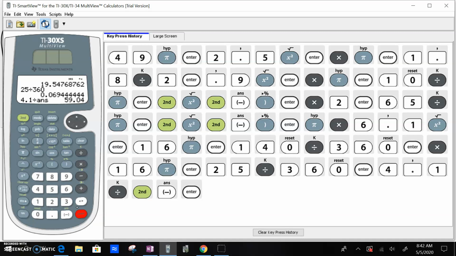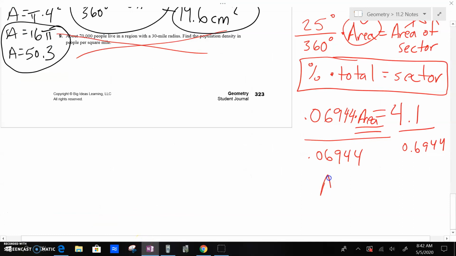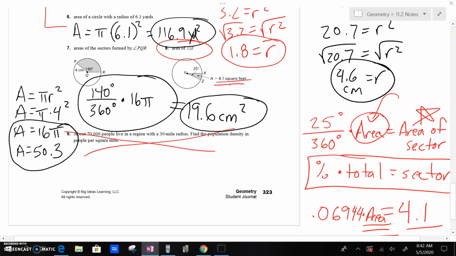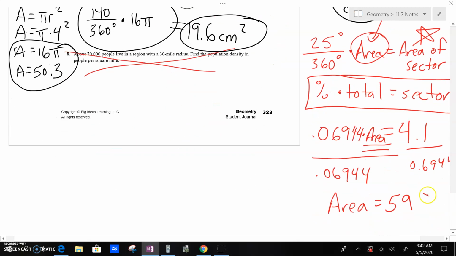And in this case, it's 59.04, but we'll round, so we'll say 59. So that means the area of the whole circle is 59. And what were our units on this one? We're talking about feet. So 59 square feet. And that's it. That gets us our area of the whole circle.